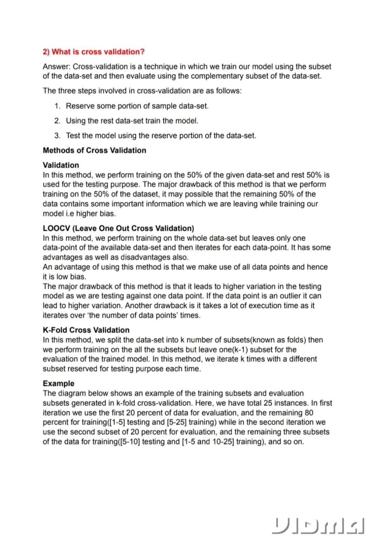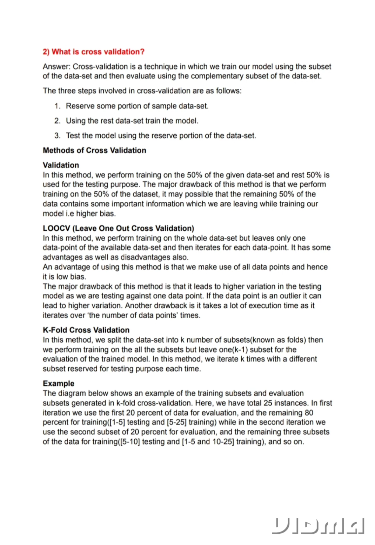Methods of cross-validation. Validation set approach. In this method, we perform training on 50% of the given dataset and the rest 50% is used for testing purposes. The major drawback of this method is that we perform training on only 50% of the dataset. It may be possible that the remaining 50% of the data contains some important information which we are leaving out while training our model, i.e. higher bias.